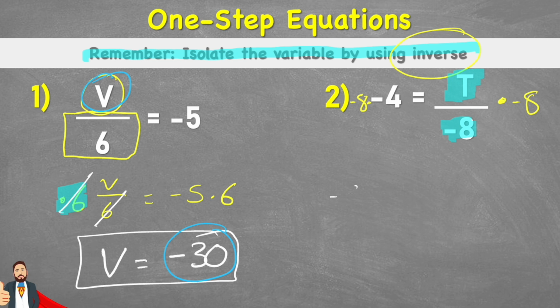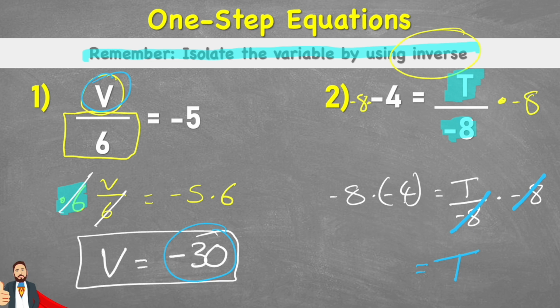We have negative 8 times negative 4 equals t over negative 8 times negative 8. And now I can begin to solve because I can see that this divide by negative 8 and times by negative 8 on this side leaves me with just t on its own. And what equals t? Well, negative 8 times negative 4. And when we multiply two negative numbers together, we end up getting a positive. We can back up the number line. So therefore, negative 8 times negative 4 equals 32. So 32 equals t, or in other words, t equals 32.